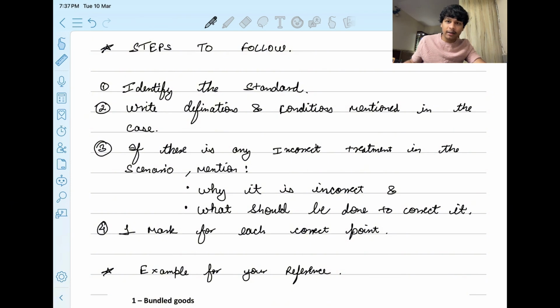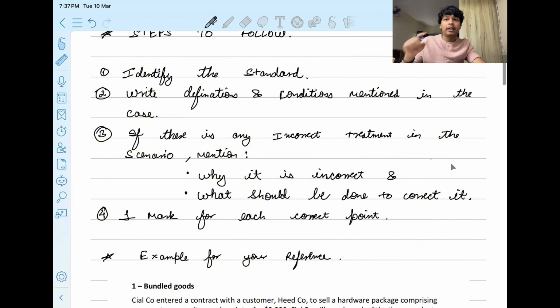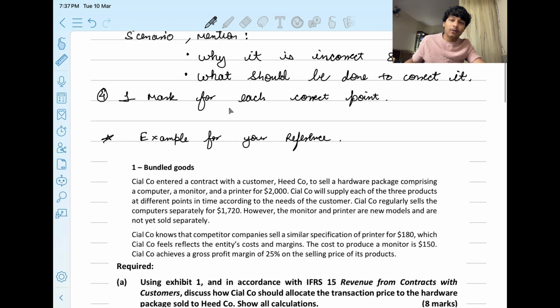Now comes the third point. If there is an incorrect treatment done, or you have to do the treatment, we have to tell them why it is incorrect, and we have to tell them what should be done to correct the incorrect treatment. That is what we have to keep in mind. Now comes the 4th point, which is 1 mark for each correct point according to the examiner. So we have to refer to the marking scheme as well. There is a possibility that you have a heading, and in that particular heading there are 2 points that are correct, so you will get 2 marks for that particular heading. We have to keep that in mind.